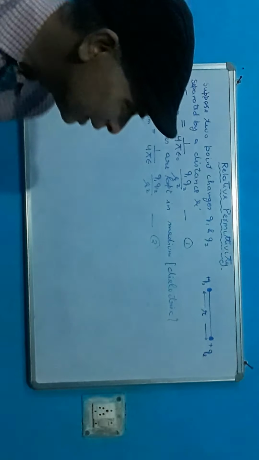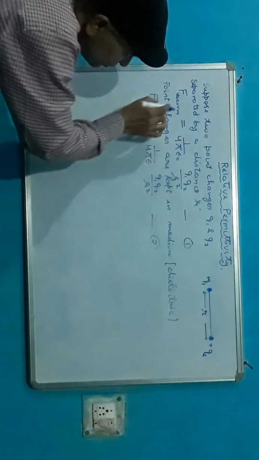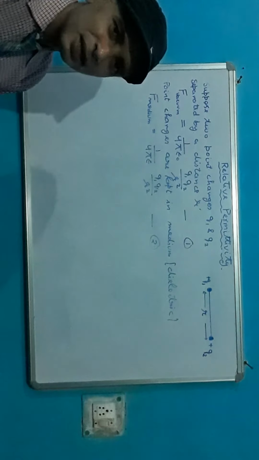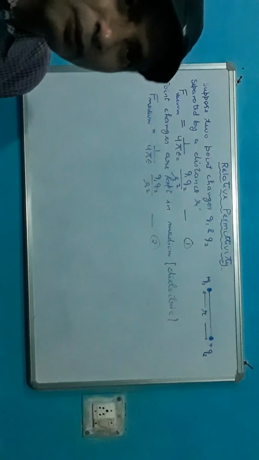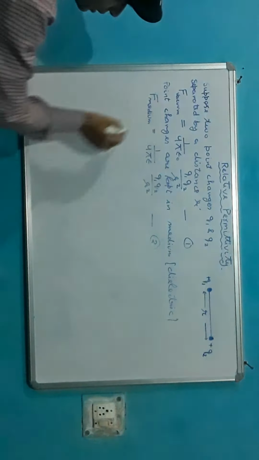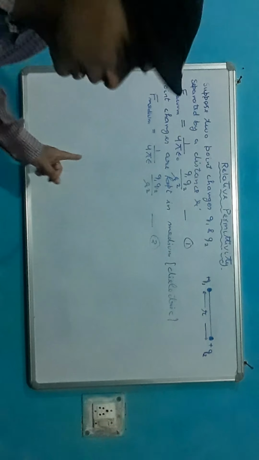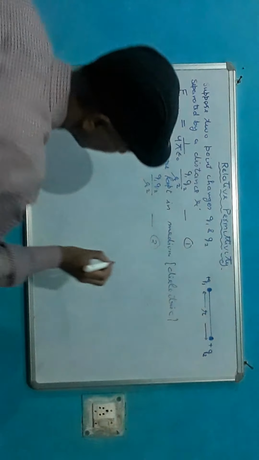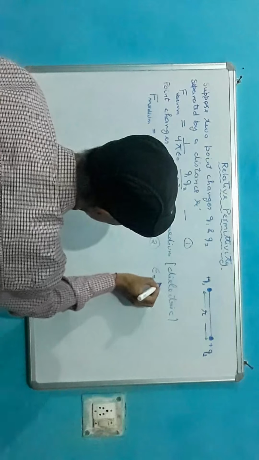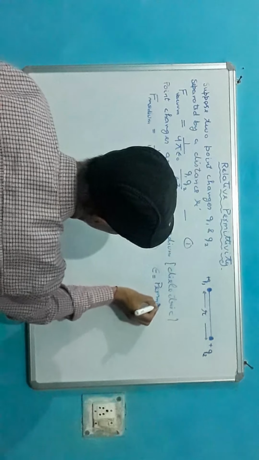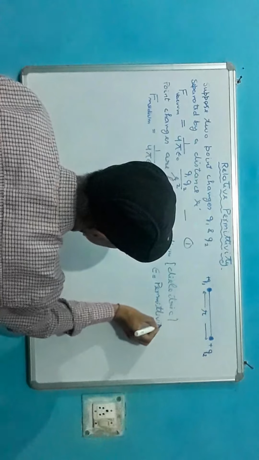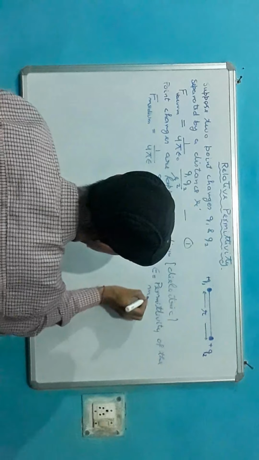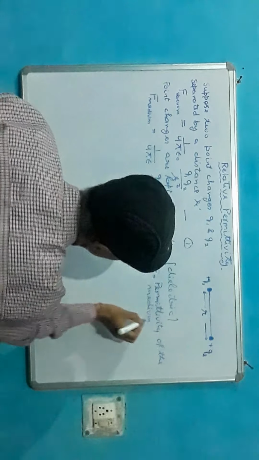So when these two point charges are kept in vacuum, the force of interaction between them is represented by equation one. When they are kept in a dielectric medium, the force of interaction between them is given by the expression F medium equals 1 upon 4 pi epsilon, Q1 Q2 upon r square. Here epsilon is the permittivity of the medium.